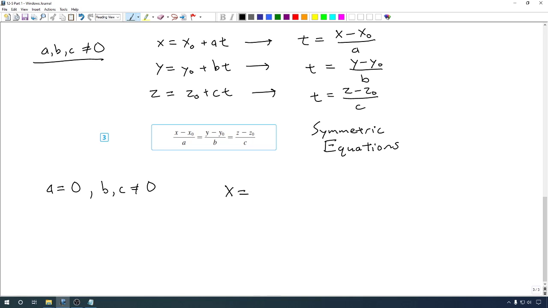But think about what it means for the equation x equals x naught plus at. If a is 0, that equation just becomes x equals x naught. There's no t to solve for. So we'd actually just say, well, this is one of our equations, and then the other equation we get by taking these two and setting them equal to each other. So (y minus y naught) over b has to equal (z minus z naught) over c. So here we need both of these two equations, and these would be our symmetric equations for this line where a is equal to 0.